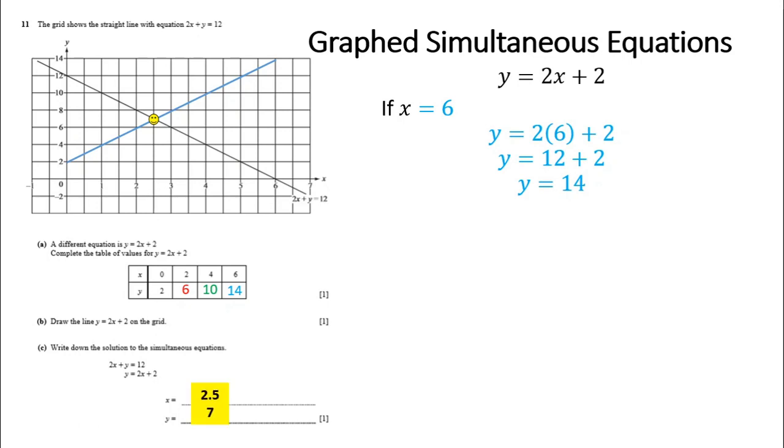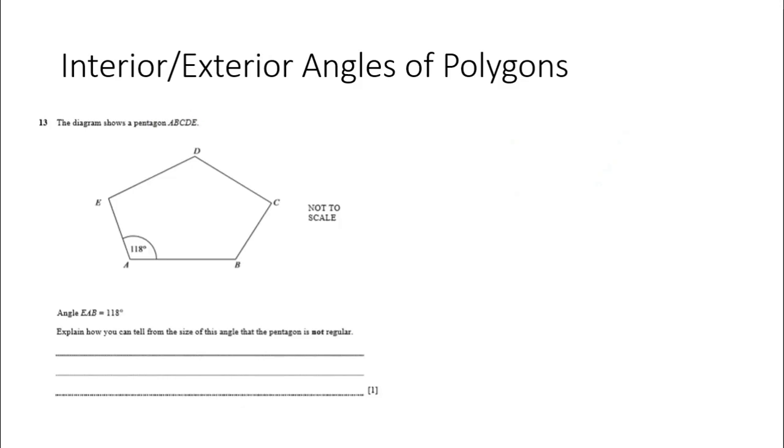Okay? Next question. Interior and exterior angles of polygons. So this is a polygon. More specifically, it's a pentagon. It's got 5 sides. But any polygon, any closed, straight-edged shape should follow these rules. And the exterior angle is a lot easier to deal with than the interior angle. So we're going to start with that one.